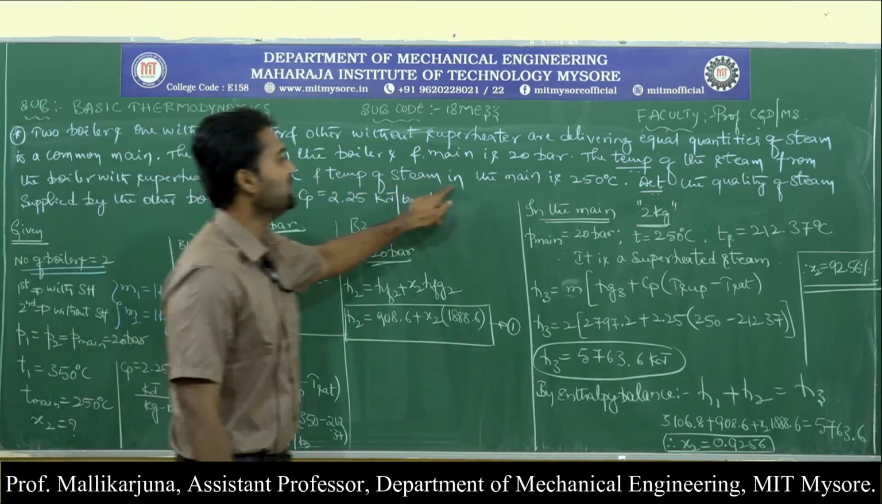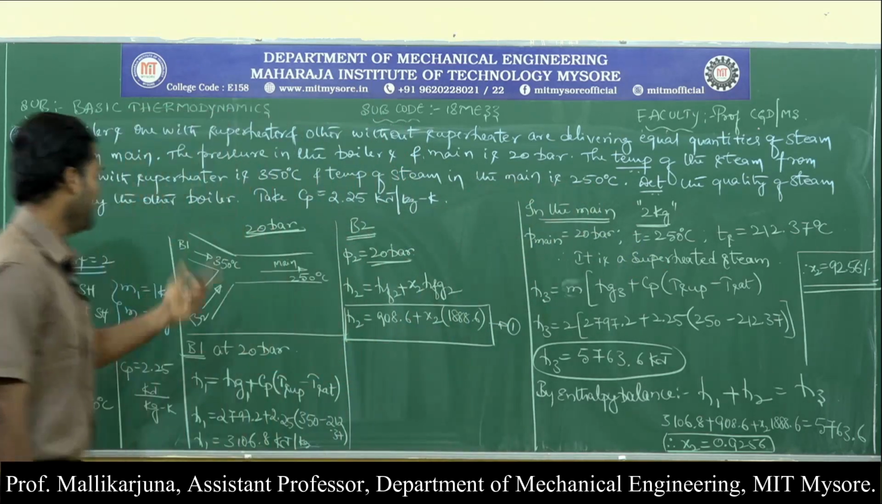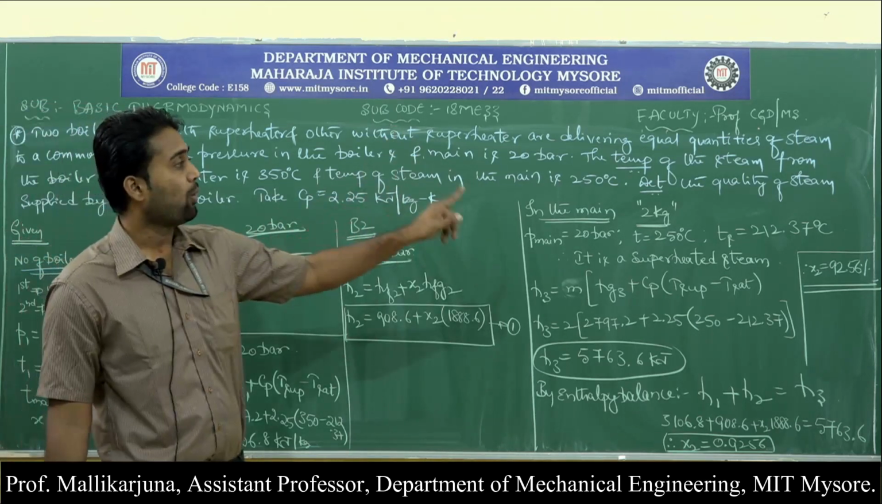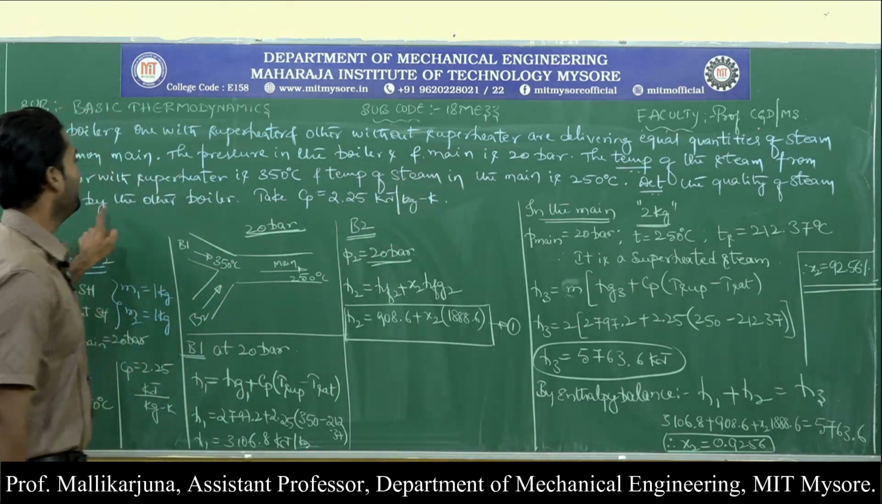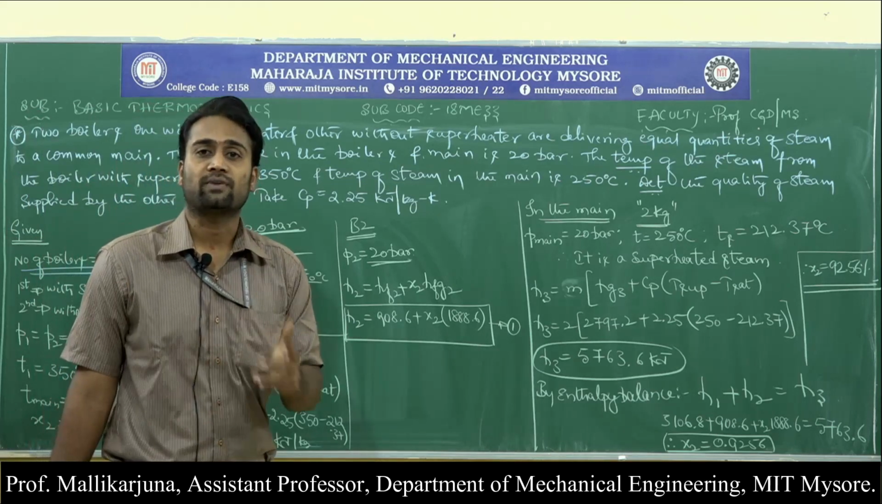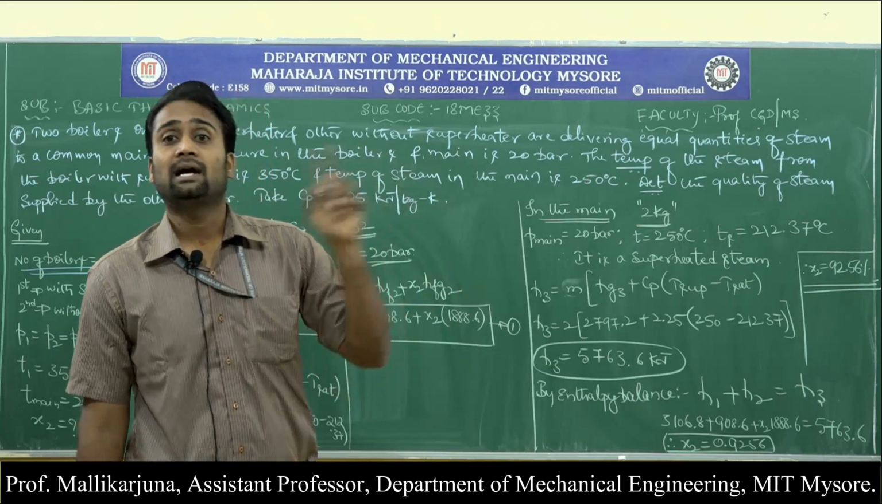The temperature of the steam in the mains is 250 degrees centigrade. Main, in the sense, is a common stream where the temperature is 250 degrees centigrade. Determine the quality of the steam supplied by the other boiler. What do you mean by quality? It is nothing but the dryness fraction. What is the dryness fraction of the steam which is supplied by the other boiler?